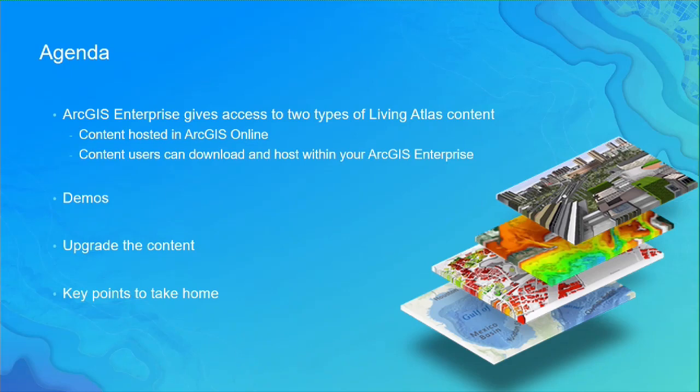There are two types of Living Atlas content ArcGIS Enterprise gives access to, starting at 10.5. One is content that is hosted in ArcGIS Online. Another type of content is users can download and host within your ArcGIS Enterprise. It is a unique solution for enterprise deployment, especially for those of you who have a disconnected environment.